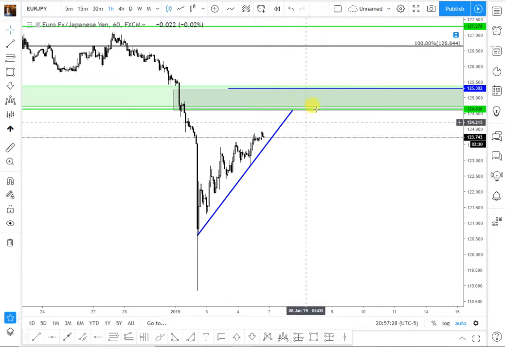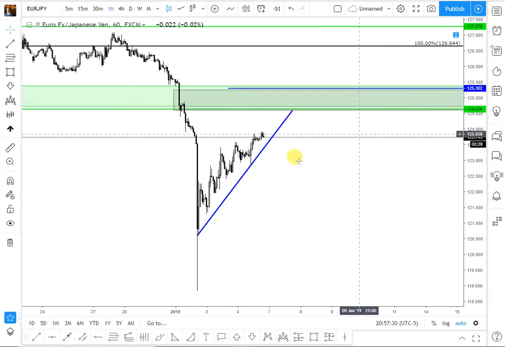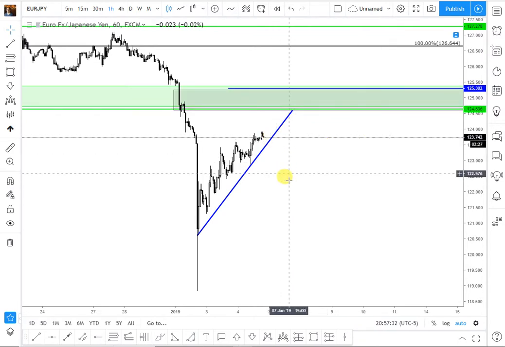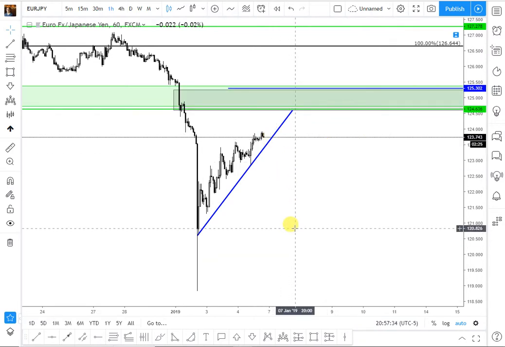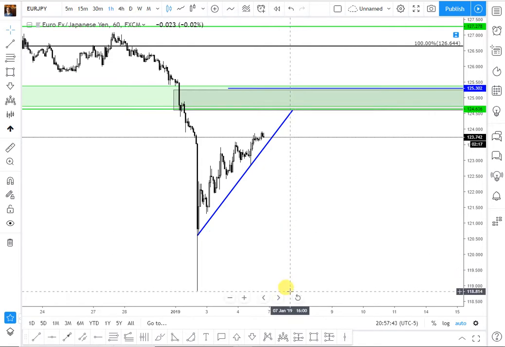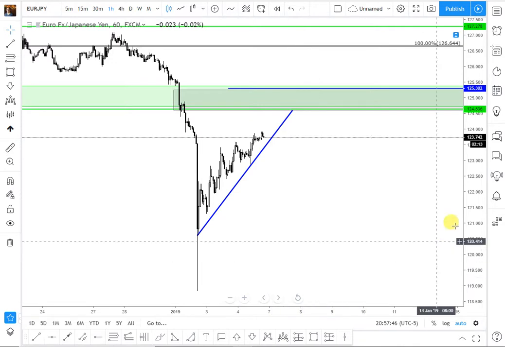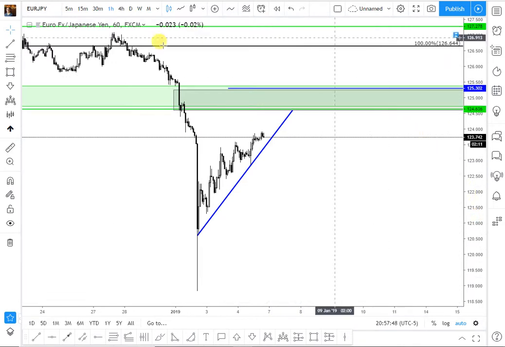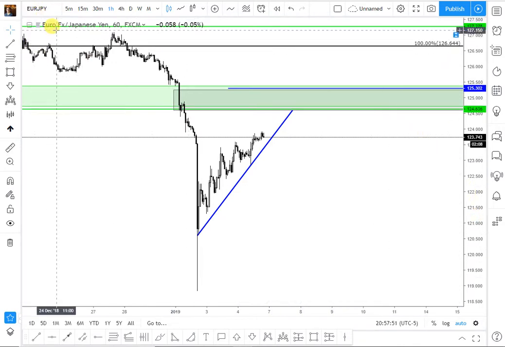And once this happens, if it doesn't touch this area, we will short this pair, and our first take profit will be around 120.80, and the second take profit will be around 1.19 for this pair.